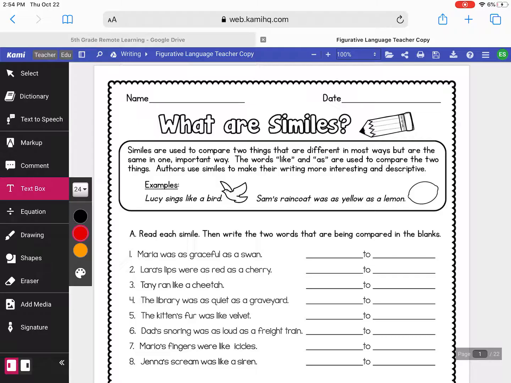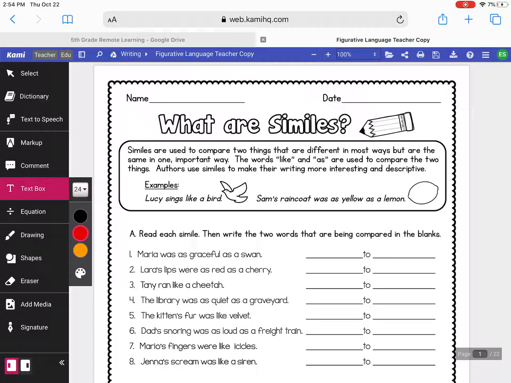So we've got, what are similes? It says similes are used to compare two things that are different in most ways, but are the same in one important way. The words like and as are used to compare the two things. Authors use similes to make their writing more interesting and descriptive.